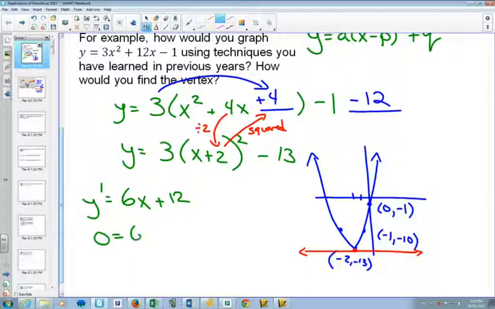How hard is that to figure out when it will equal 0? Not hard at all. You get x equals negative 2. Plug that negative 2 back into your original equation, and you would get this vertex just about as fast. Maybe faster.